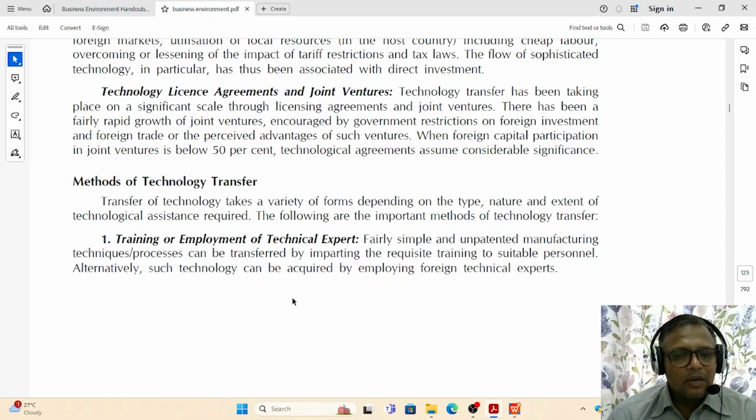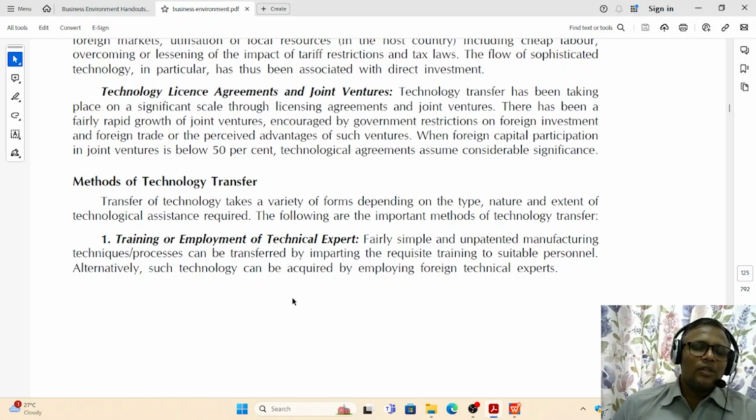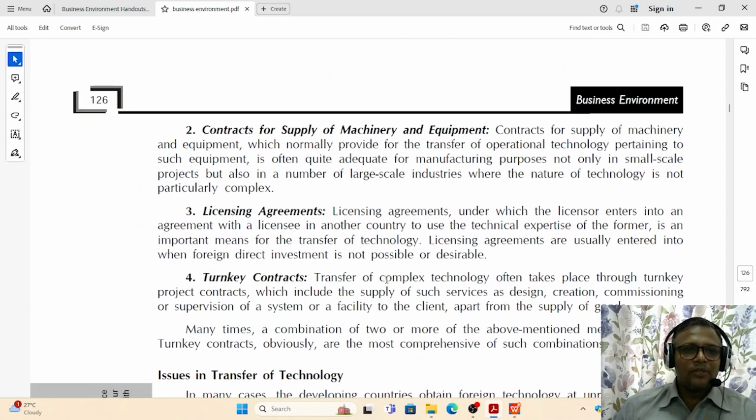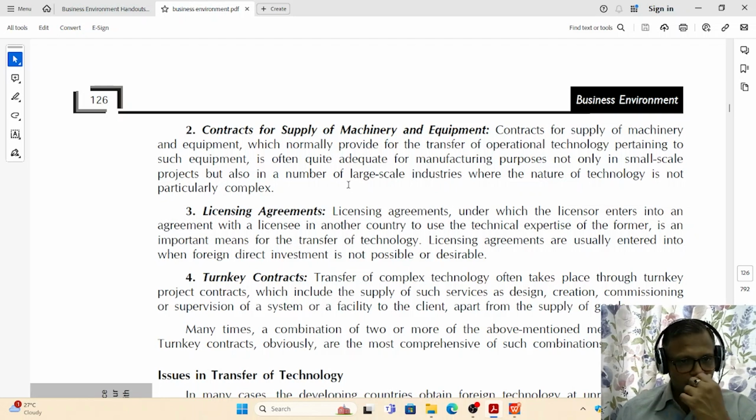And even there are many times you can see that the people from the foreign areas or from the foreign environments, they also come down to train the people, and then the transfer of the technology takes place through this part. Second is contract for the supply of machinery and the equipment. The contract for the supply of machinery and the equipment normally provides for the transfer of the operational technology pertaining to such equipment. This is often quite adequate for the manufacturing purposes, not only in the small scale projects but also in a number of the large scale industries where the nature of the technology is not particularly complex.